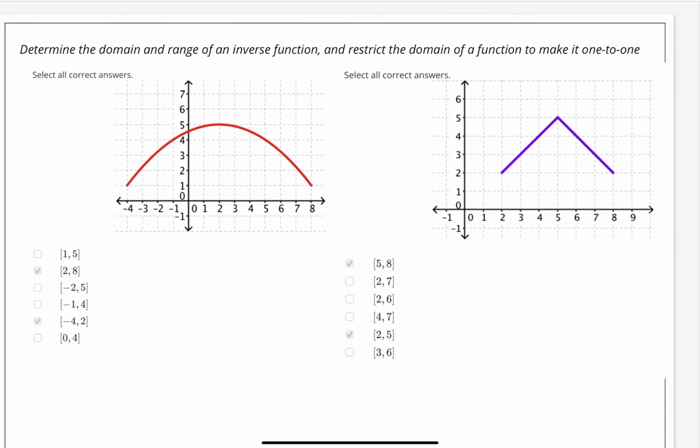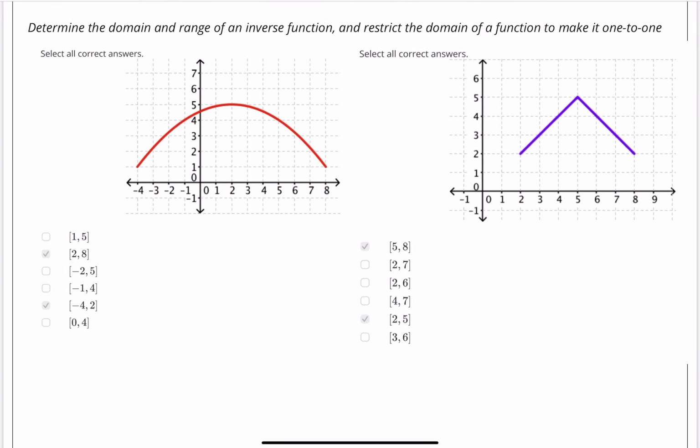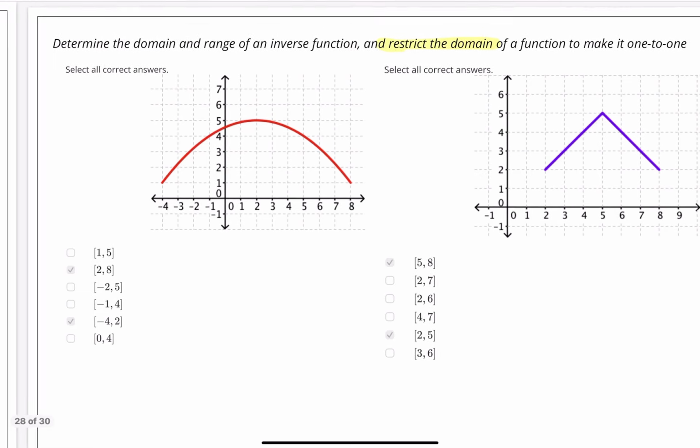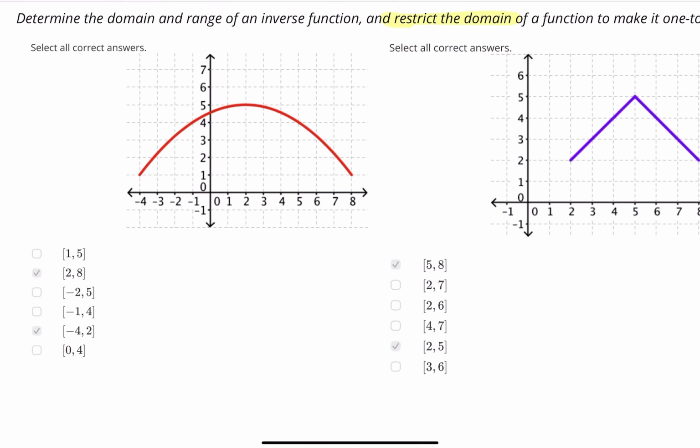Here, what do they say? They say determine the domain and range of an inverse function. And the key here is restrict the domain of a function to make it one-to-one. So the first step is you have to see if this function is one-to-one. That's only when I can have an inverse. How do I find if a function is one-to-one? You draw a horizontal line. It's a horizontal line test. If the line touches the graph more than once, this is not a one-to-one function.